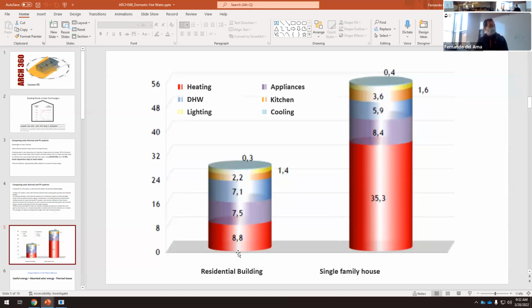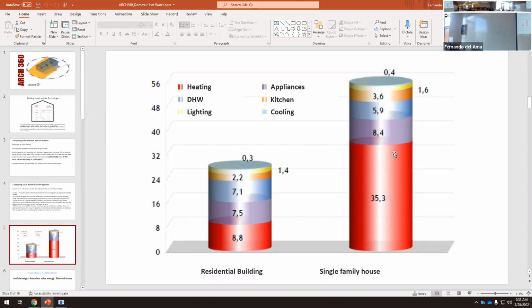If we live in a residential building, in an apartment building with different flats, different apartments, this is the amount of energy that we spend on heating. You can see the rest of the figures are the same. The appliances, the domestic hot water, the lighting, and the kitchen, it's almost the same, but the heating matters. So it's much more efficient living in residential buildings than living in single family houses. Okay?